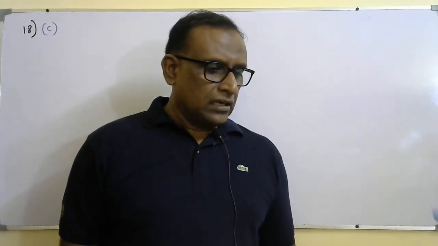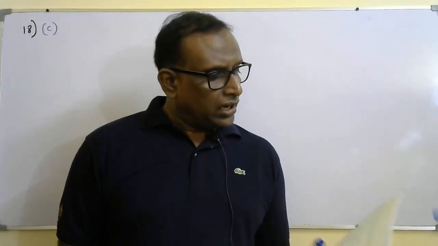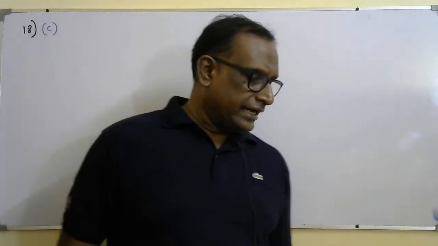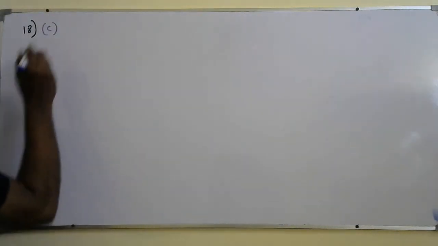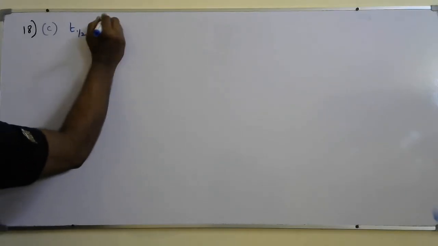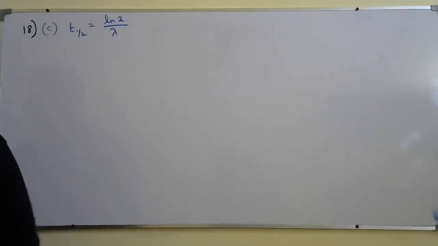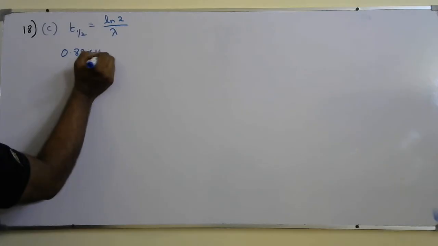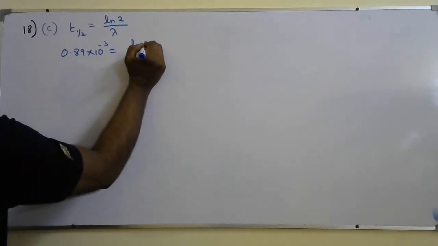Okay, part C: the isotope Og-294 is extremely unstable and decays via alpha decay. After 2.5 milliseconds, a sample contains 500 atoms of Og-294. Calculate the original number of Og-294 atoms in the sample. Half-life is given. So we can use N equals N naught e to the power minus lambda t. So first we need to find the half-life. So t half equals ln2 over lambda. So t half is given as 0.89 millisecond, 10 to the power minus 3, equals ln2 over lambda.